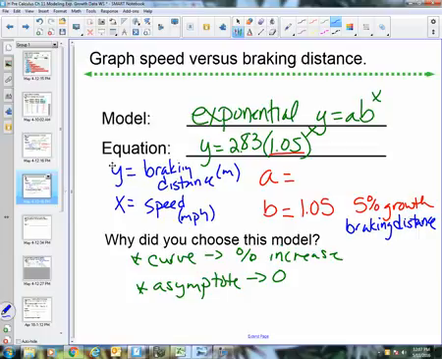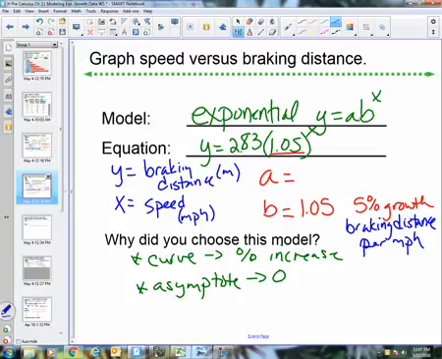Because remember, this is a rate. It's a rate of growth. So it's the braking distance per mile per hour that you are traveling. So every mile per hour you travel faster, you've increased your braking distance by 5% over what it was previously. So this is definitely going to be significant, 5% more each time.